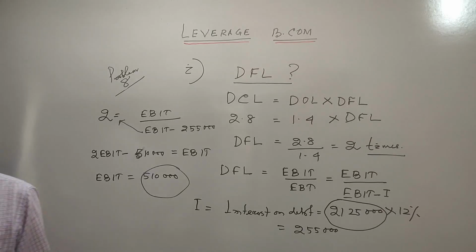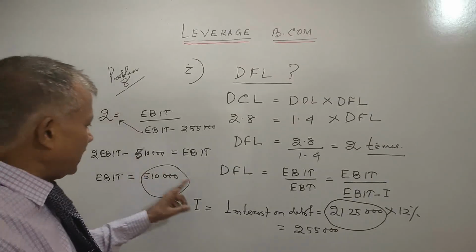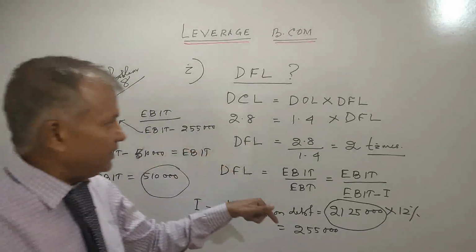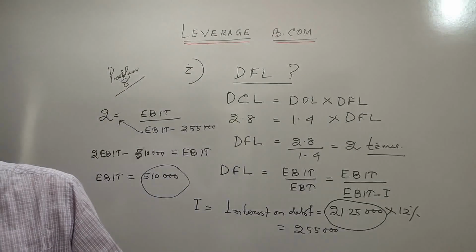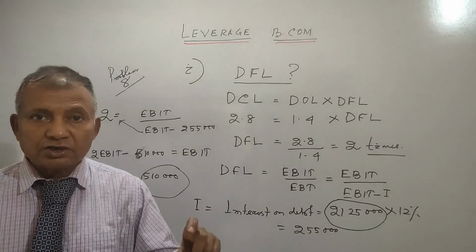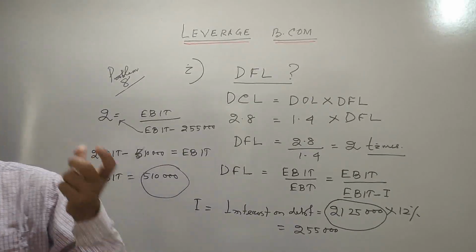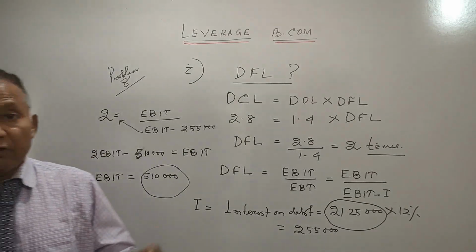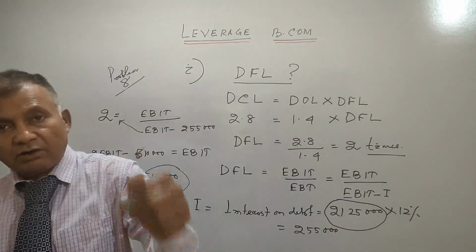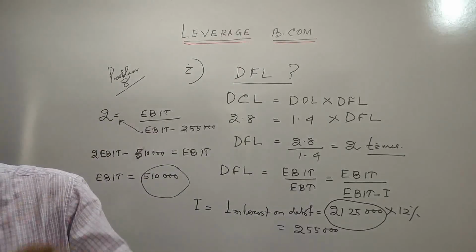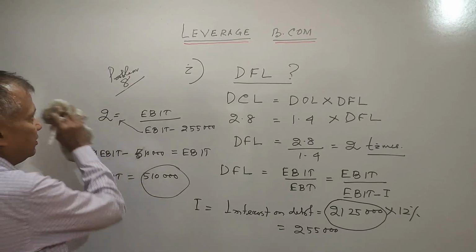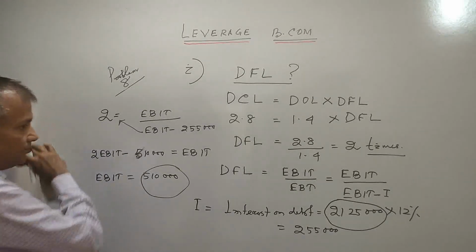Right? So we know the EBIT, we know the EBT, we know the interest, we know the sales, and we know the fixed cost. We can find out the contribution, because contribution is equal to EBIT plus fixed cost. So with this, we can find out all the information. So let us proceed.